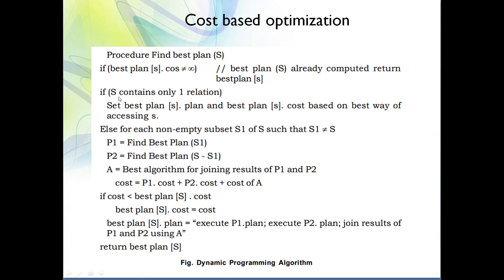So here, if S contains only one relation, S means what? S is any variable which stores the number of relations. Suppose only one relation is there, then there is no issue. So in that case you can set best plan of S dot plan and best plan of S dot cost based on the best way of accessing S. When a particular query has only one relation, at that time there is no problem.